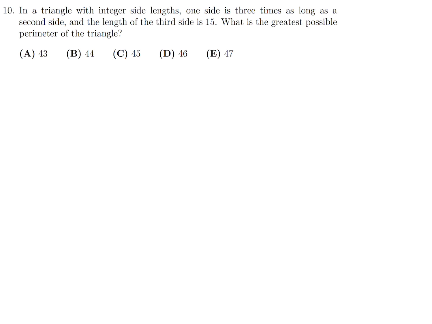In a triangle with integer side lengths, one side is 3 times as long as the second side, and the length of the third side is 15. What is the greatest possible perimeter of the triangle? All right, so we'll draw a triangle like this, and we can label it. So I'll call this x, 15, and 3x like that.